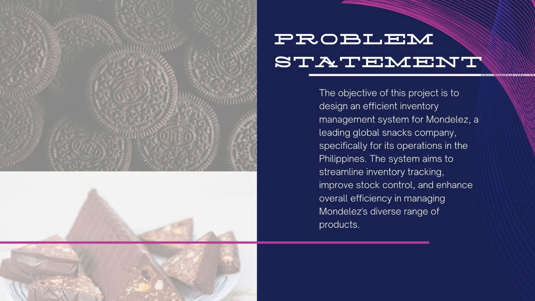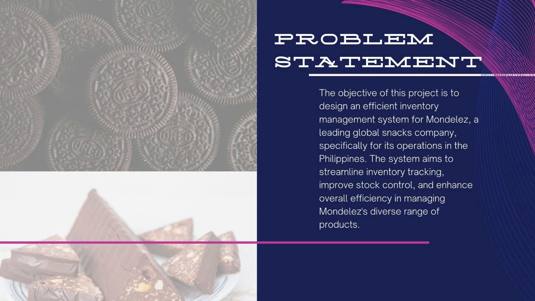So in detail, it's for product management. It entails capturing detailed information about each product, including name, category, quantity, and expiration date, and also assigning unique identifiers to products for easy tracking. It's also to categorize products based on types. Examples are snacks, chocolates, and brand.